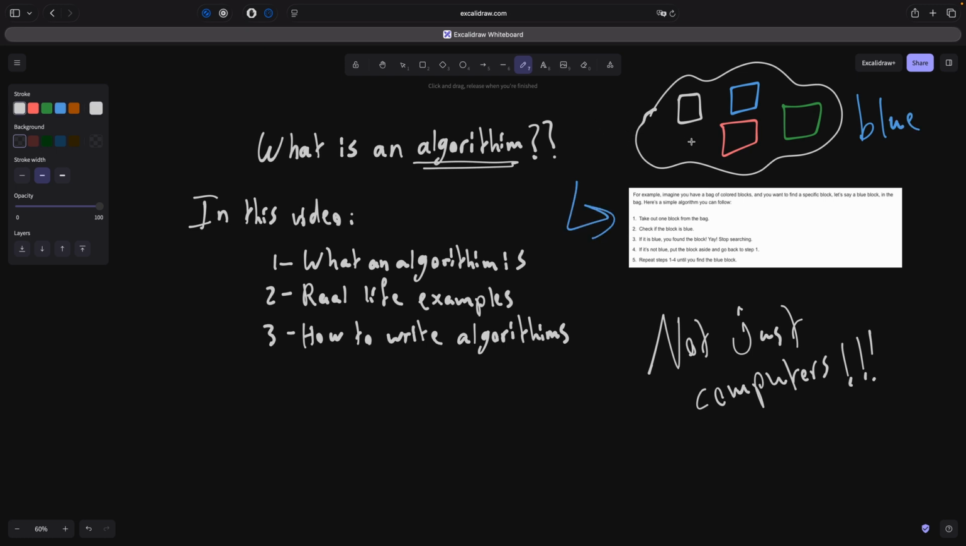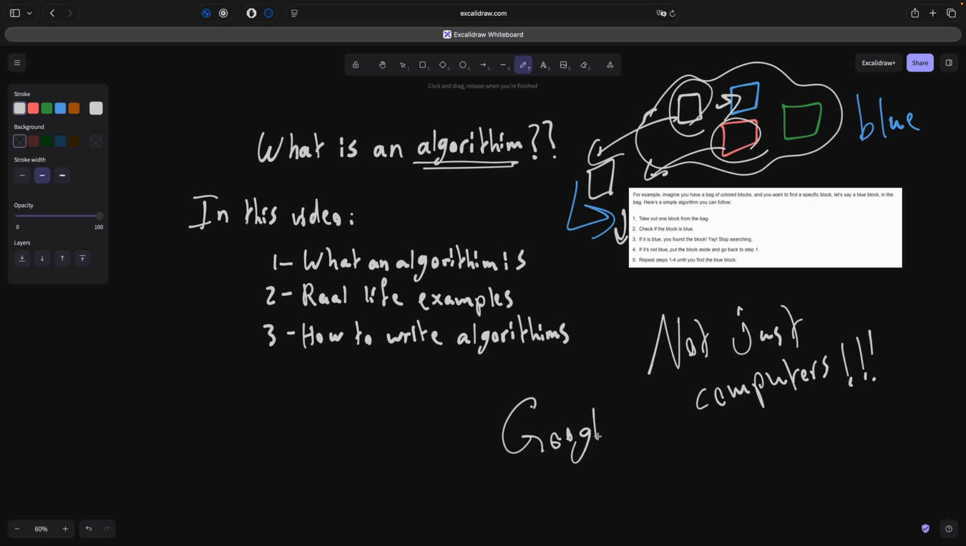Firstly, we take out one block from the bag. We check if the block is blue. If it is, then we're done. If it's not, we put the block aside and we go back to step 1, which is to take another block. And we continue until we find the blue block. This is an algorithm because it is a series of steps that produces a result.